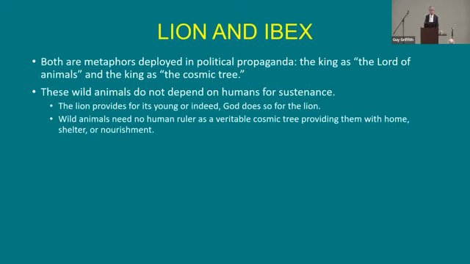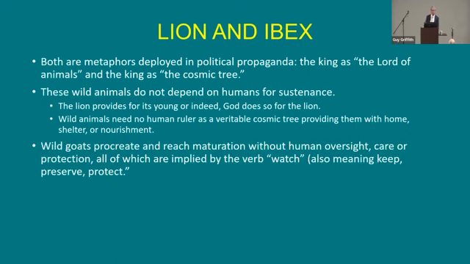These wild animals do not depend on humans for sustenance. The lion provides for its young. In fact, God provides for the lion on the lion's behalf. And wild animals in this speech need no human protection, need no human ruler, as a veritable cosmic tree, providing sustenance for them, providing them with home, shelter, or nourishment. All these animals have their own natural homes. Wild goats procreate and reach maturation without human intervention, without human oversight, care, or protection.